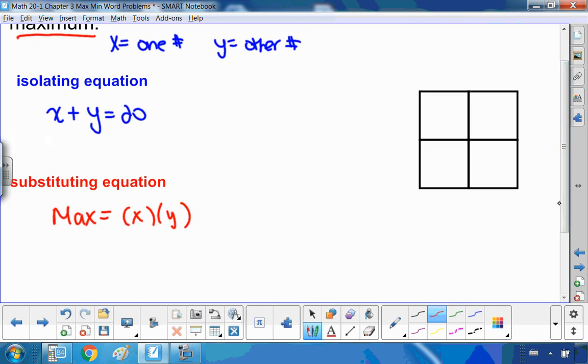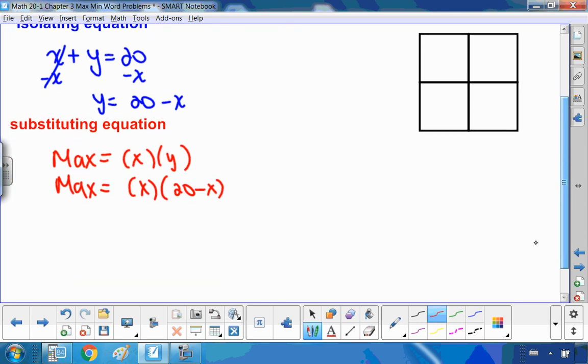Now the reason I call this a substituting equation is you're only allowed one variable. So one variable, either x or y, doesn't matter which one. Let's say here, if I go back to my isolating equation and I isolate for y, so minus x, y equals 20 minus x. So go back down to my substituting equation and my maximum will be, instead of x times y, it will be x times 20 minus x. So this substituting equation is what I'm going to complete the square for.